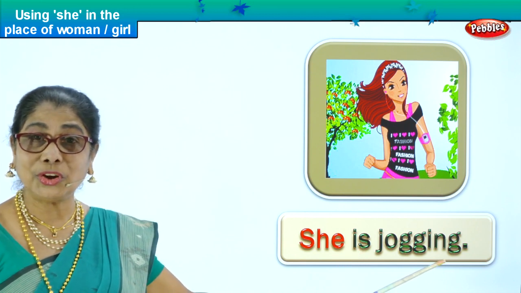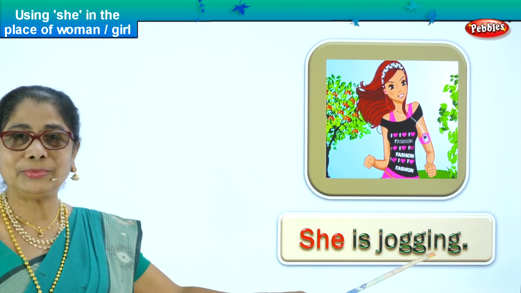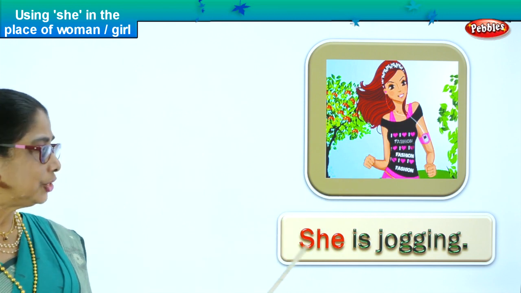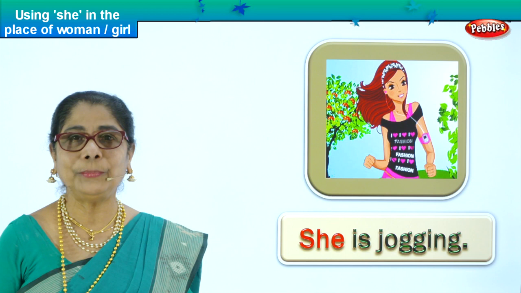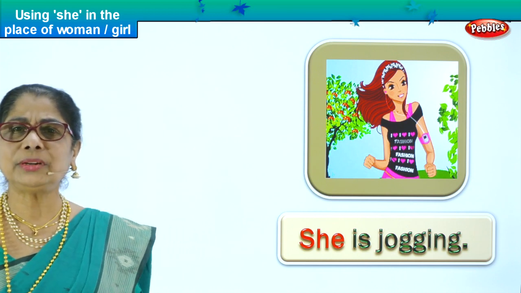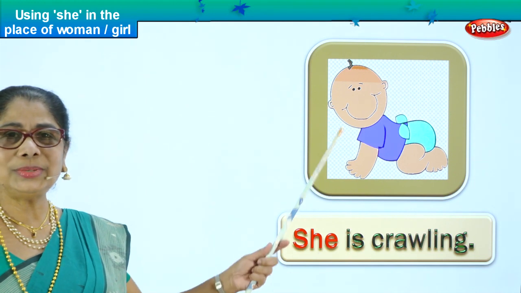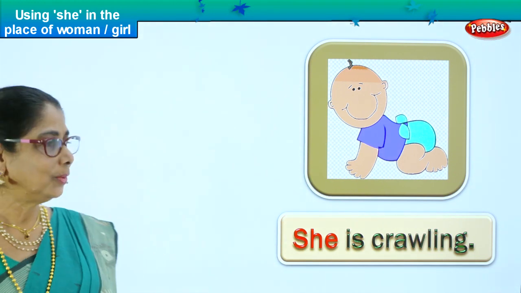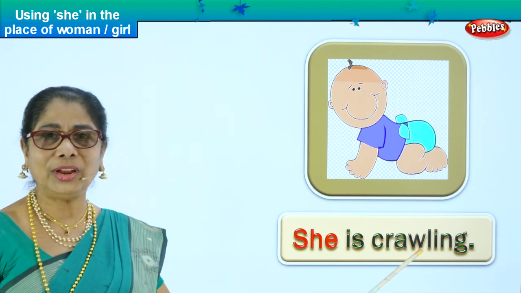Does your daddy go jogging? Your brother goes jogging to keep fit and healthy. You too must jog. What is this little girl doing? She is jogging. Good. Shall we look at a new picture? Look what we have here. Who is this? A tiny little baby girl. What is she doing? She is crawling.